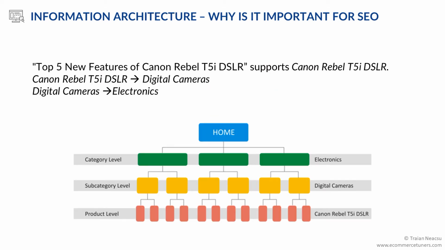Let's take a look at this simplified information architecture example. With correct internal linking, a blog article, for example, Top 5 New Features of Canon Rebel T5i DSLR, will support the product detail page Canon Rebel T5i DSLR. This page will support the category page Digital Cameras, which will further support the top-level category Electronics.